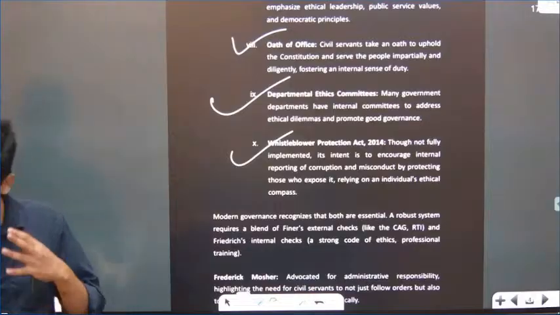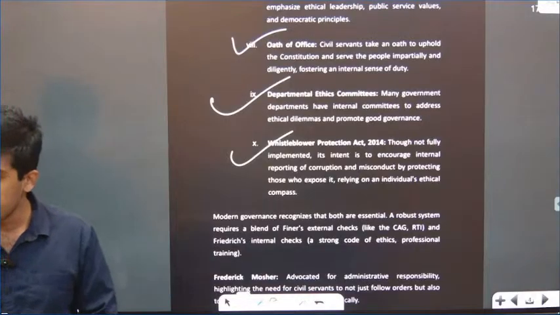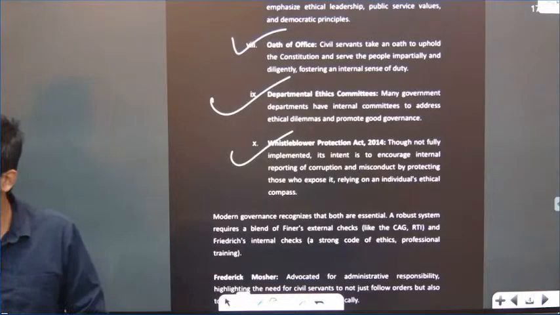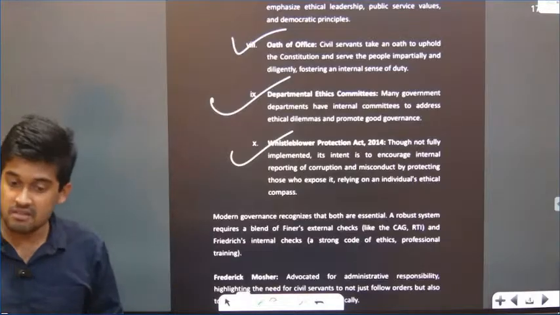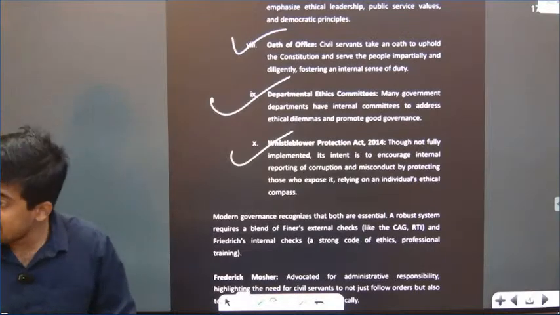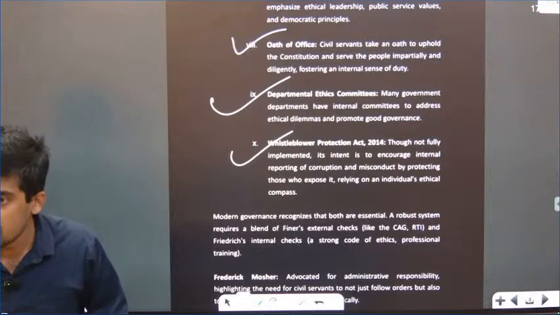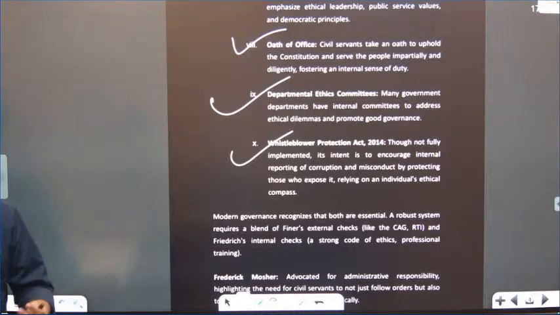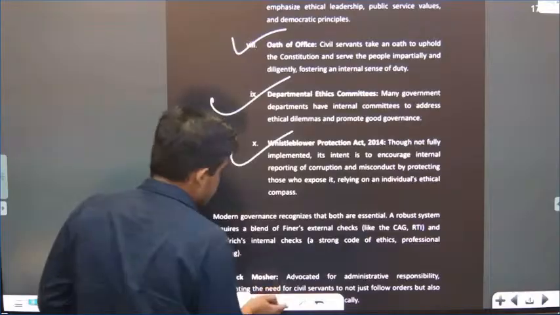For example, if someone wants to get back at you, hurt you, harm you, the Whistleblower Protection Act says whoever is whistleblowing, their identity won't come out. That is why it is secretive in nature. Okay? Whistleblower Protection Act.